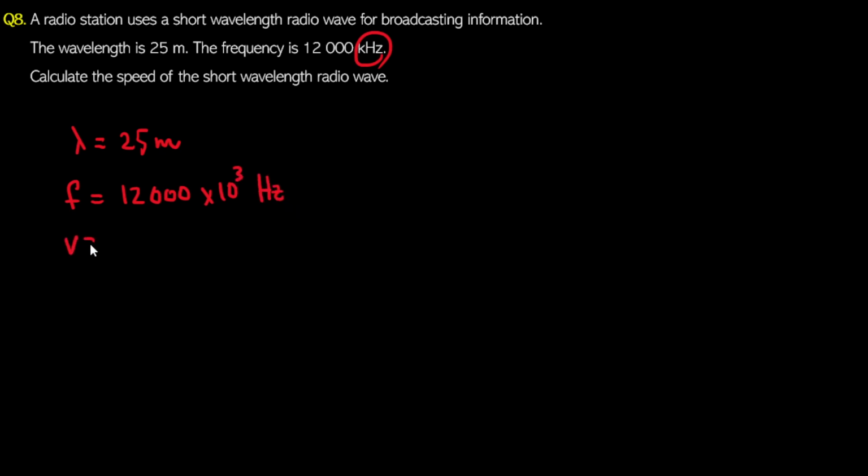Calculate the speed of the short wavelength radio wave. So you want v. As usual, v is equal to f lambda. So your frequency is 12,000 times 10 to the power 3, multiplied by 25.